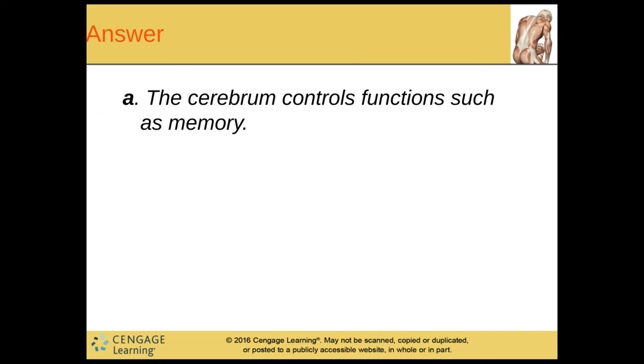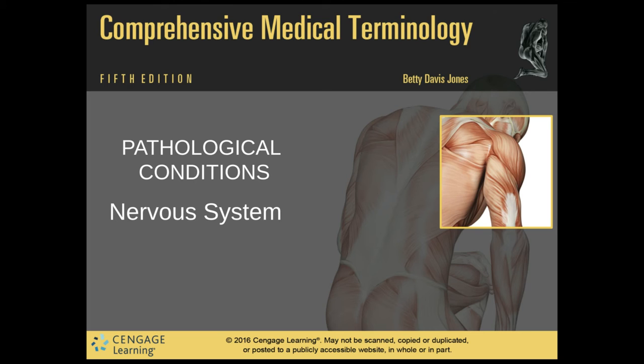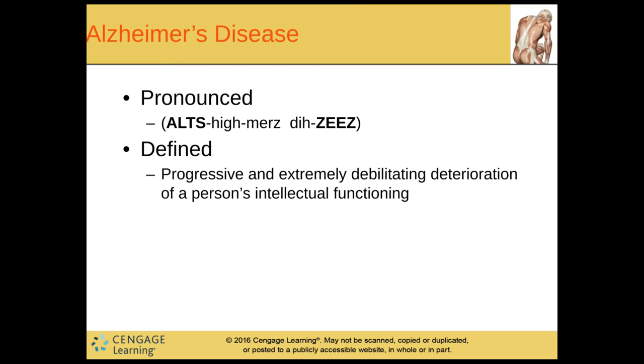So good job. So pathological conditions that go along with the nervous system. So things that maybe go wrong with the nervous system, right? We have something called Alzheimer's disease. I'm sure a lot of you guys have heard of this. This is a progressive and extremely debilitating deterioration of a person's intellectual functioning. So Alzheimer's, it's a rough disease, right?